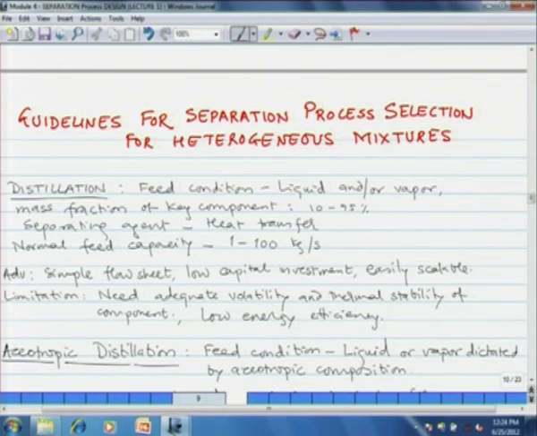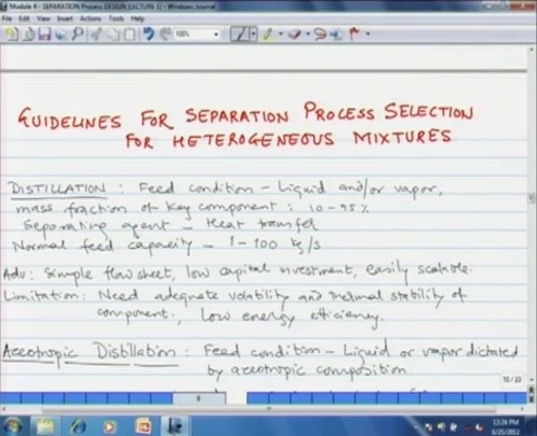Then low capital investment, and it is easily scalable, so you can go for large scale. The limitation, however, is the need of adequate volatility and thermal stability of the component. If the volatility is very close, then you will end up with a very large number of plates, a very tall column, that will give you enormous capital investment. And if the components are thermally unstable, then you will have to control the temperature very carefully.